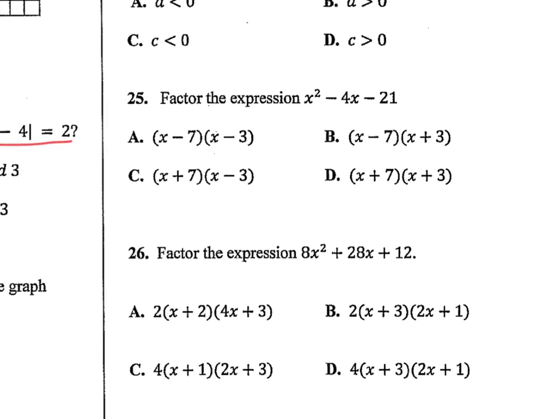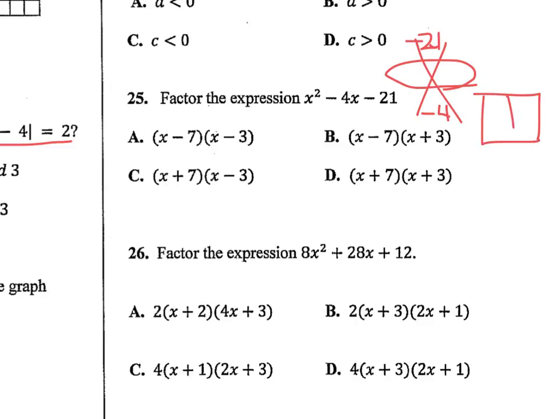Number 25, we get to factor. Factor this expression right here. So make the X box, remember? So you're going to go a times c, which would be a negative 21, and your b is a negative 4. So you need multiplication facts right here that'll give you a negative 21 and yet a negative 4. Then make your box. First box, first term, so that's x squared. Last box, last term, which is negative 21, and then you fill in the rest and factor that out.